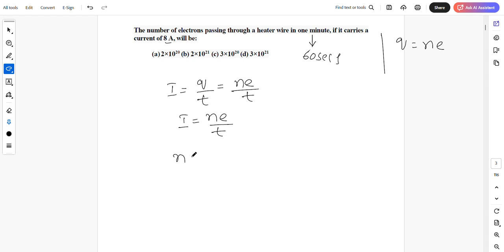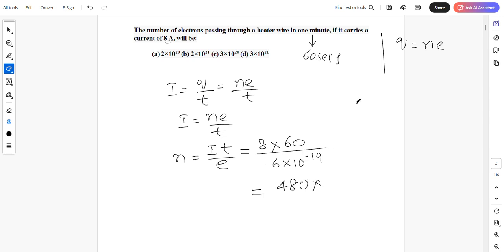From here we can simplify for N. Cross multiply, I into T divided by E. I is 8 into how many seconds, 1 minute is 60, divided by E, the charge of the electron, 1.6 × 10^-19. That is nothing but 8 into 60, which is 480, into. Now remember this one, 1 divided by 1.6 × 10^-19 is nothing but 6.25 × 10^18.